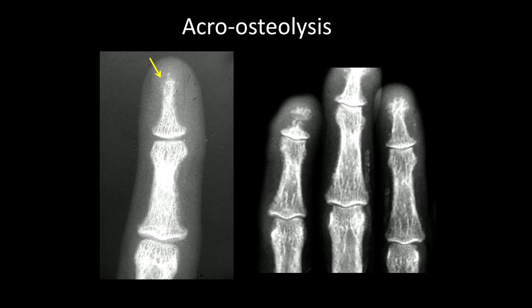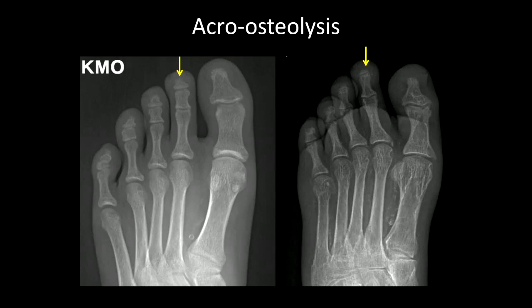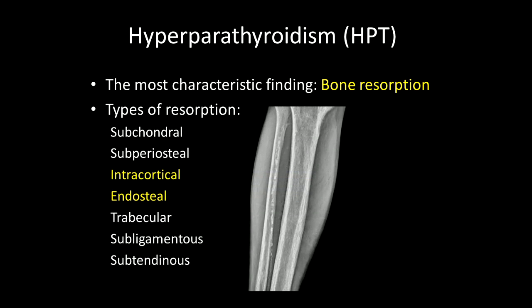Acroosteolysis is shown here. This is where the distal tuft is eroded. You can see that in the hand, as is shown here, or you can see it in the feet in two separate patients, as is shown here. Another characteristic and classic finding of hyperparathyroidism.